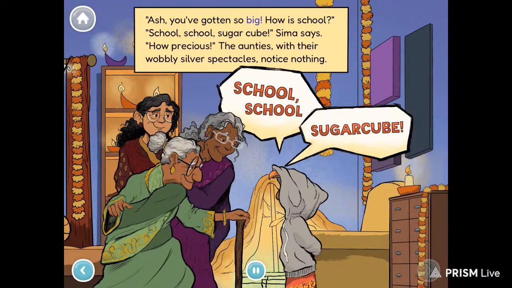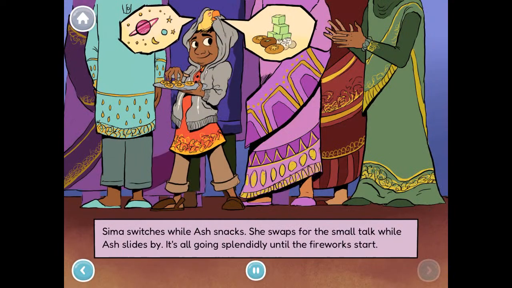"Ash, you've gotten so big. How is school?" "School, Sugar Cube," Seema says. "How precious." The aunties with their wobbly silver spectacles notice nothing. Seema switches while Ash snacks. She swaps for the small talk while Ash slides by. It's all going splendidly until the fireworks start.